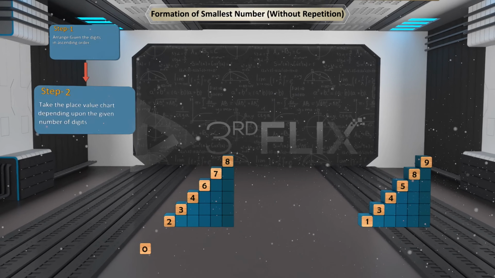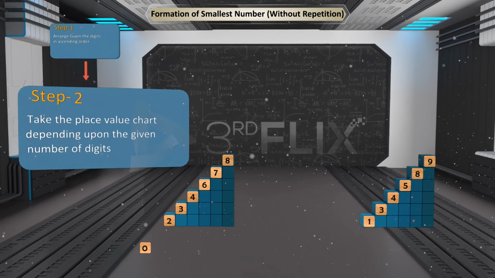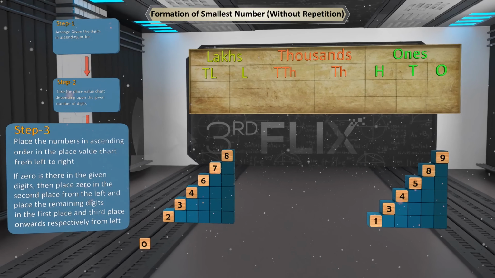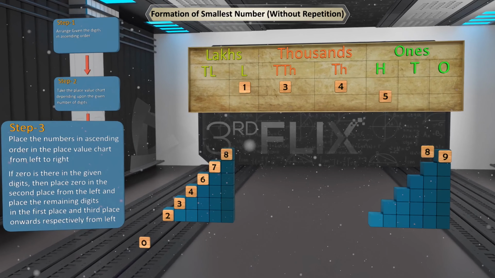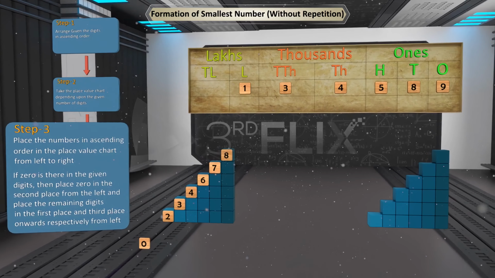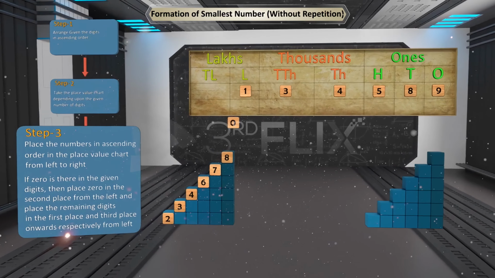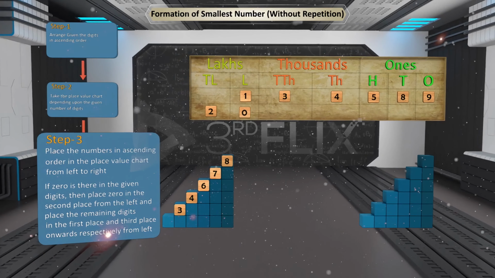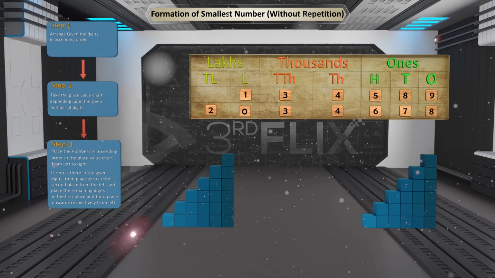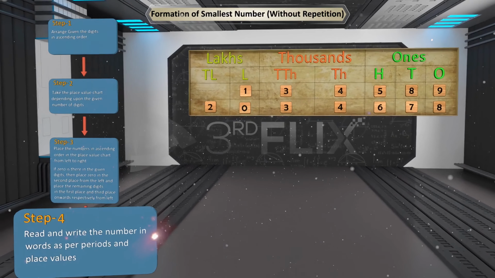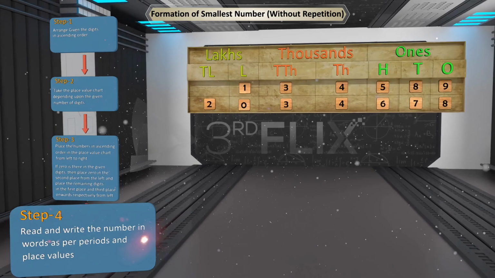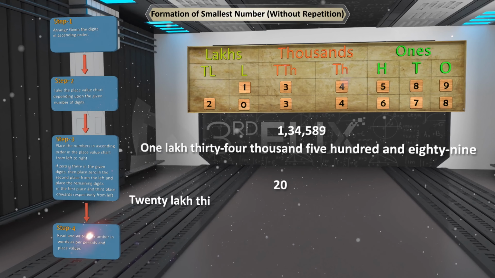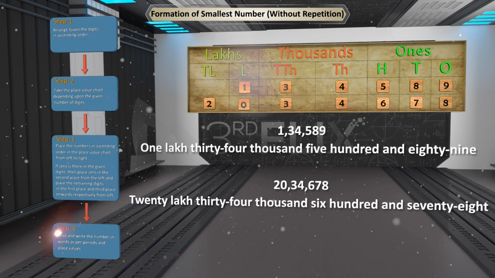Step 2. Take the place value chart depending upon the given number of digits. Step 3. Place the numbers in ascending order in the place value chart from left to right. If 0 is there in the given digits, then place 0 in the second place from the left and place the least digit among the remaining digits in the first place and third place onwards respectively from the left. Step 4. Read and write the number in words as per periods and place value. 1,34,589. 20,34,678.